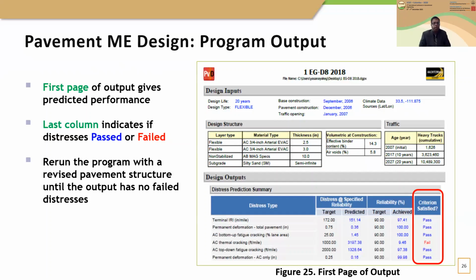The first page of output gives the predicted performance. See the highlighted column in figure 5. If there are failed distresses, the program should be rerun with revised pavement structures until the output has no failed distresses.